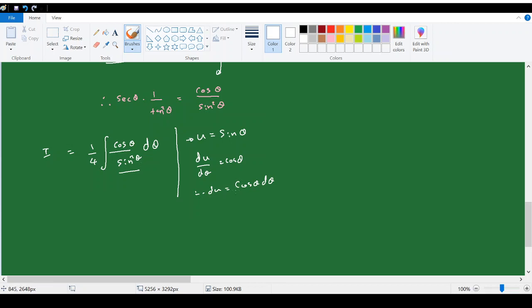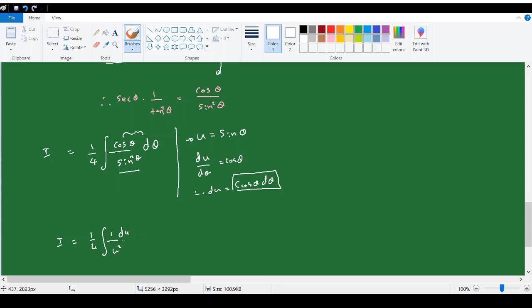That means now you can see this cos theta d theta term is already there in the numerator. So instead of this one, we can just write du. That means our integral will be equal to, for this one we can just write du, and in the denominator we will get u squared.